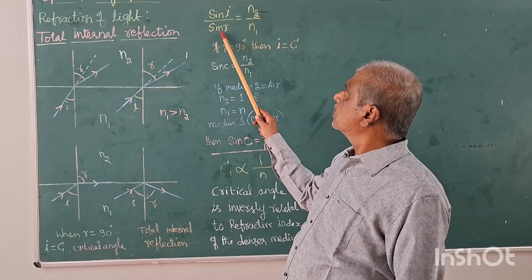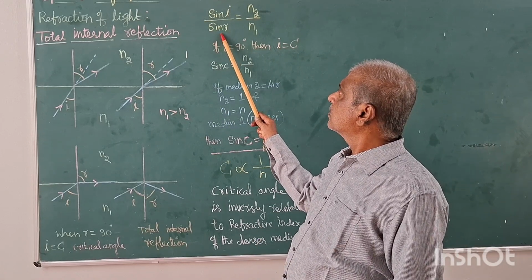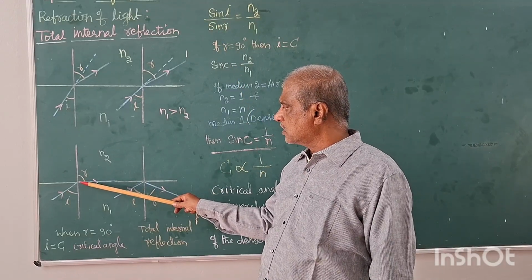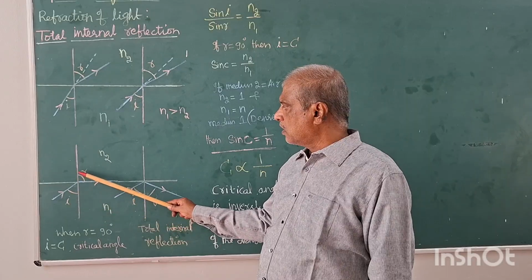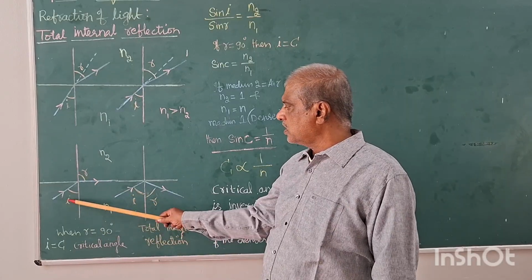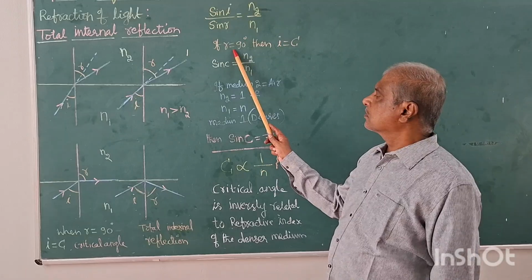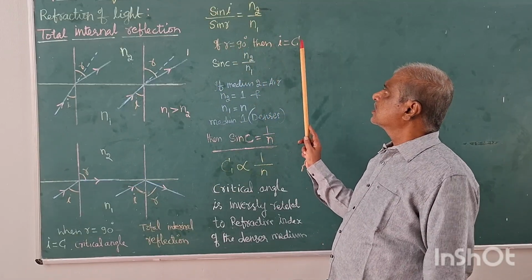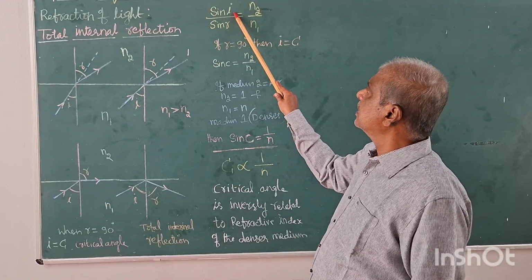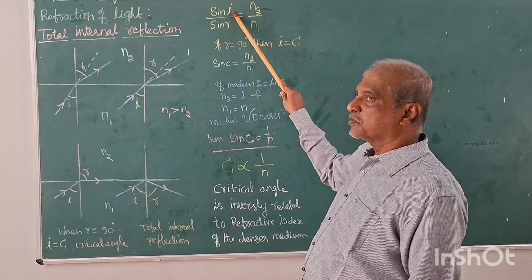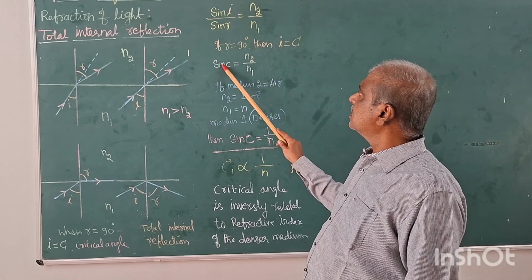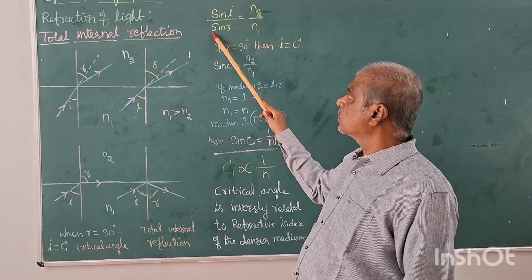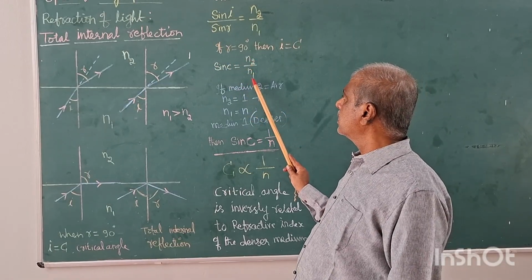Let us look at this equation. What would the equation be at this condition? The condition is when R equals 90 degrees, I equals C, the critical angle. Substitute and see: sin C divided by sin 90. Sin 90 is 1, so the denominator becomes 1. Sin C equals n2 by n1.